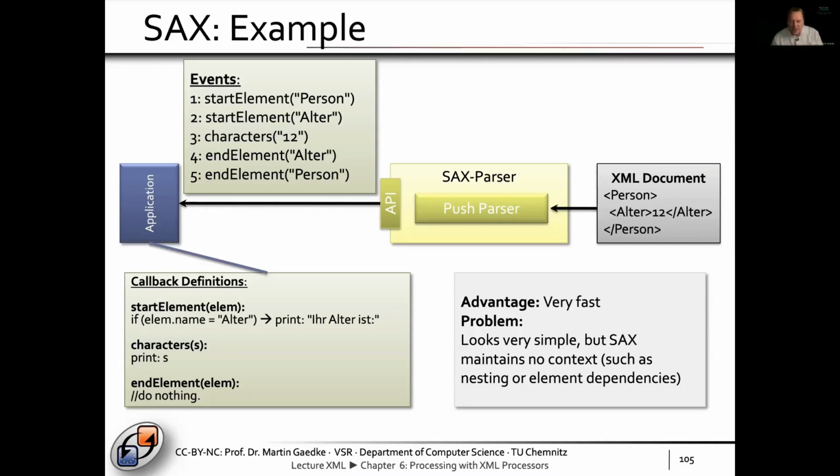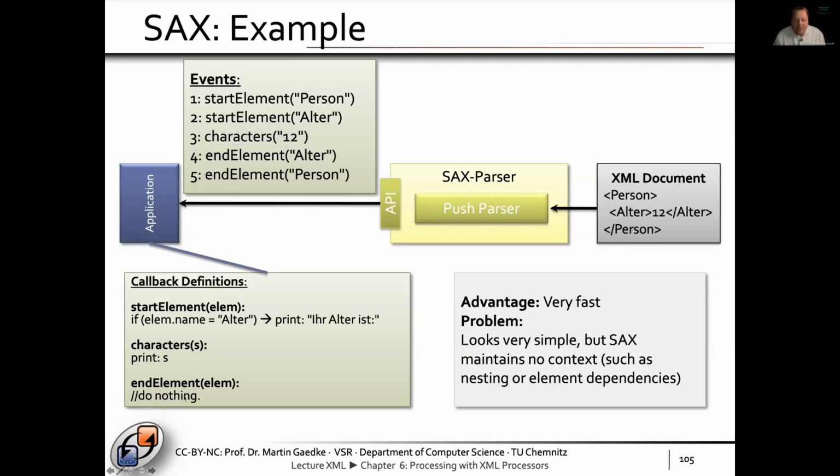Your age is 12. And then the parser moves on character by character, finding an end element, which is indicated by these two characters here, the smaller sign and the slash. Then it follows the element name and the greater sign. Now the parser has detected an end element. As you can see here, the fourth event that the parser throws is an end element with the name alter.